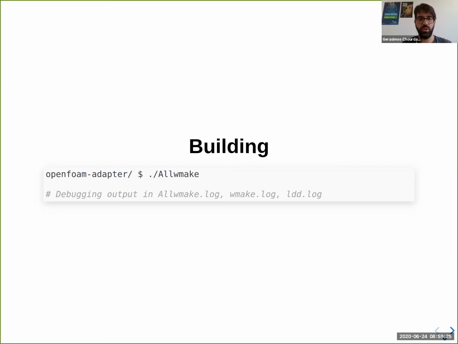Then, how to build this? It's very simple and very automatic. We have an Allwmake script, which simply calls wmake after defining a few environment variables. And to help you find out what goes wrong, if it goes, the files that you need to send us if you want to debug something would be the Allwmake.log, so the same screen output that Allwmake shows, wmake.log, the output of essentially make, and ldd.log, which checks if the libraries can link at runtime.